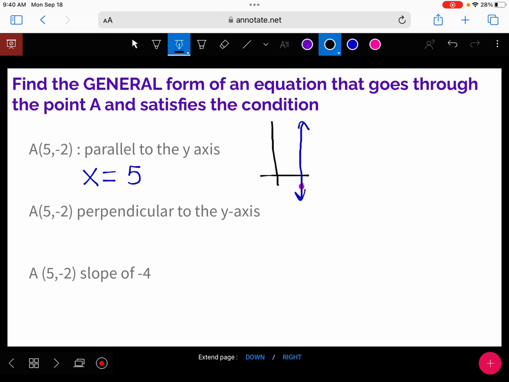Then we're going to do something very similar, but we're going for perpendicular. So we're going through 5, -2 again, but this time we're going for perpendicular to the y-axis. What's that going to look like? A horizontal line. If it's perpendicular, that means it meets my y-axis at a right angle. So how can I write that equation? Is it x equals? Y equals, what was it? -2.